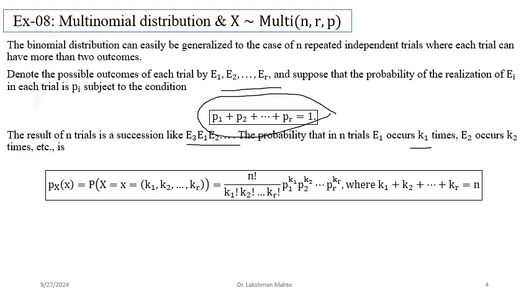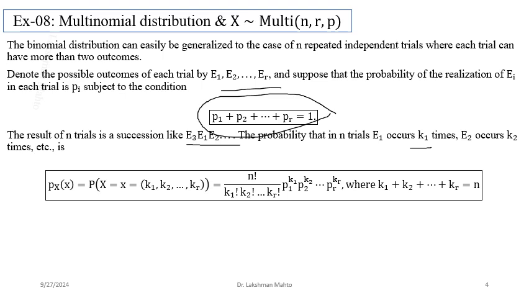First kind of outcome occurs k1 times. Second kind of outcome occurs k2 times. And likewise, the rth kind of outcome occurs kr times. So what would be the sum of those ki's? It would be equal to some value, call it x. What are the possible values of k? It takes values from 0 to n. If you sum k plus n minus k, what is the value?